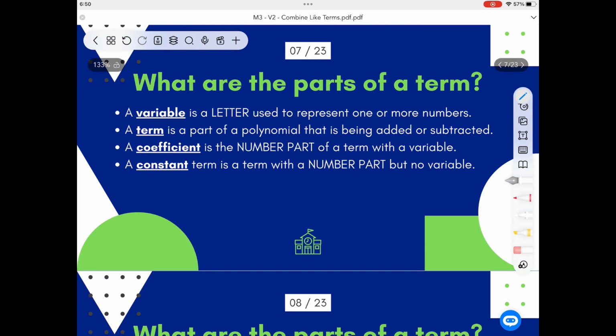Next up, a constant term. This is a term with a number part but no variable, right? And we discussed this in our first video. So those constants are the values where we know the exact number and we are either adding that value or subtracting that value in our polynomial, or in some cases, if it's just a constant polynomial, that may be the whole thing, but it's just a value with no variable.